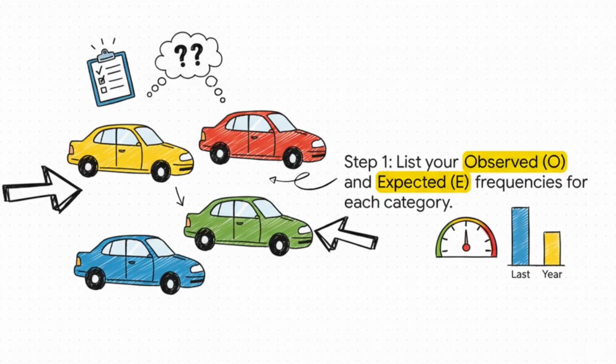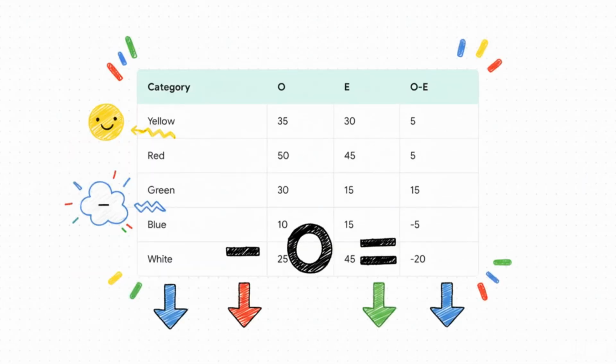Okay, let's use a real example. Imagine a car dealership polls 150 customers on what color they like, just to see if people's tastes are changing. So the first step is to get our 2 columns of data set up, what they actually saw in the poll, the observed, and what they expected based on last year's sales, the expected. And now we do our first bit of math. We just subtract the expected from the observed for each and every color.